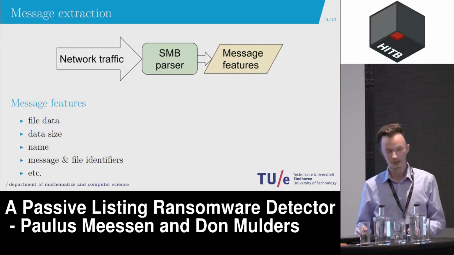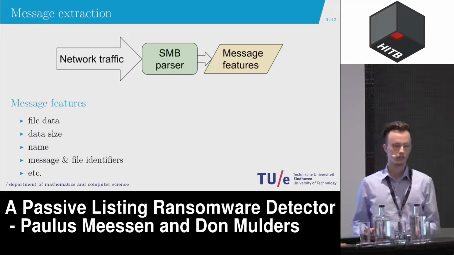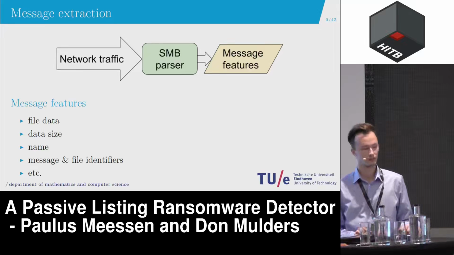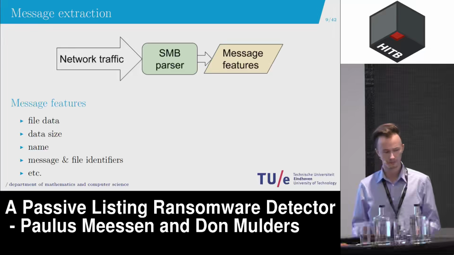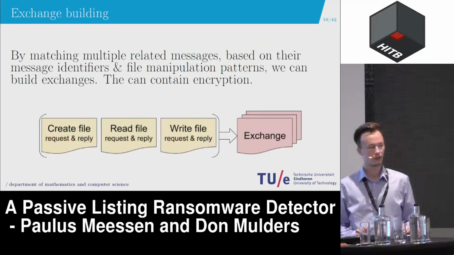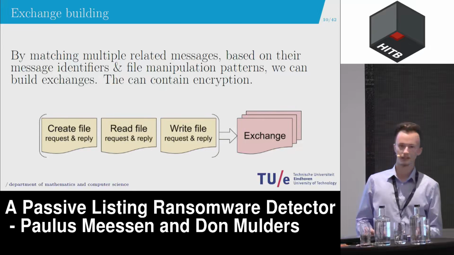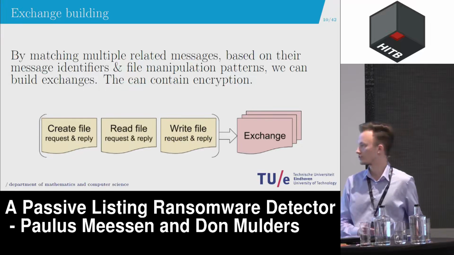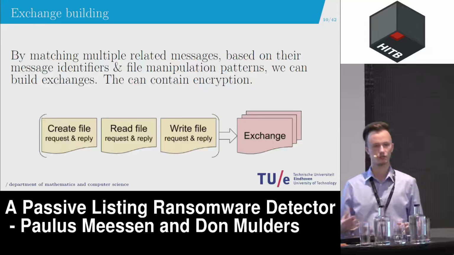So here is our first step. We get some network traffic, we SMB parse it, and we extract some message features, and these features are used to build exchanges, and also to detect encryption. And these exchanges are basically multiple SMB messages that we link up through message identifiers. Here's a really simple one where we create or open a file, and then someone tries to read some stuff, and then it also writes back.